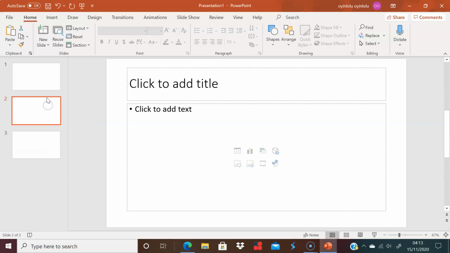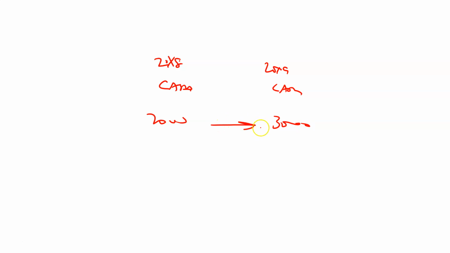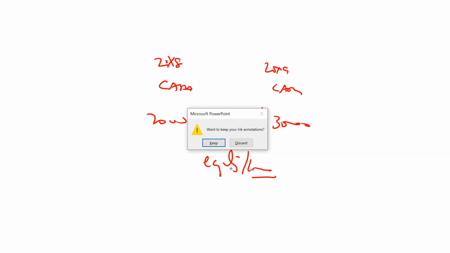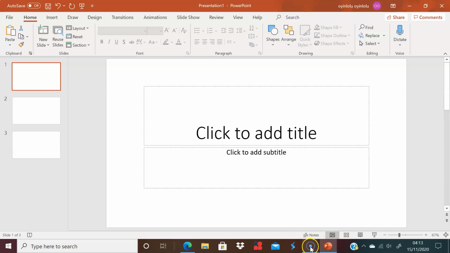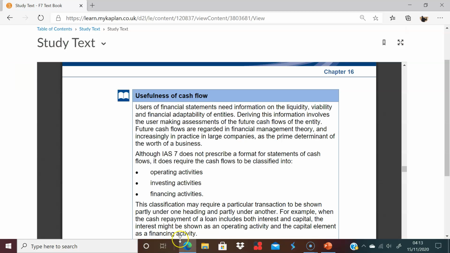Forgive me, I'm just creating some slides so that when I'm about to write, it'll make sense. So you can have cash of 2,000 in 2008, and cash in 2009 of 3,000. We cannot assume all of this is profit turned cash. In fact, this might be entirely a new raise of equity or loan. So investors want to know what is the composition of that cash? Deriving this information involves the user making assessments of future cash flows.